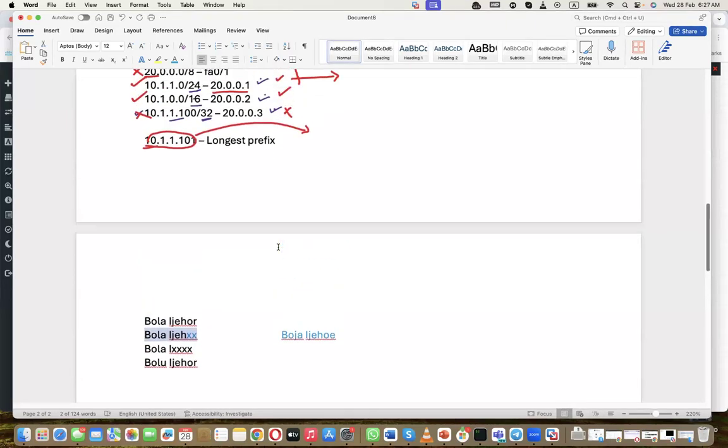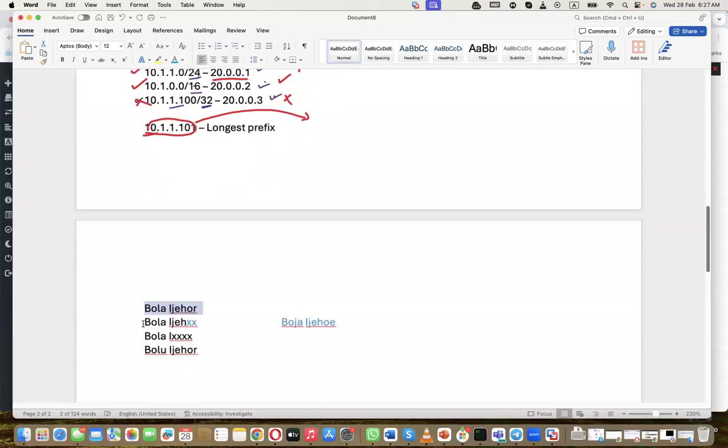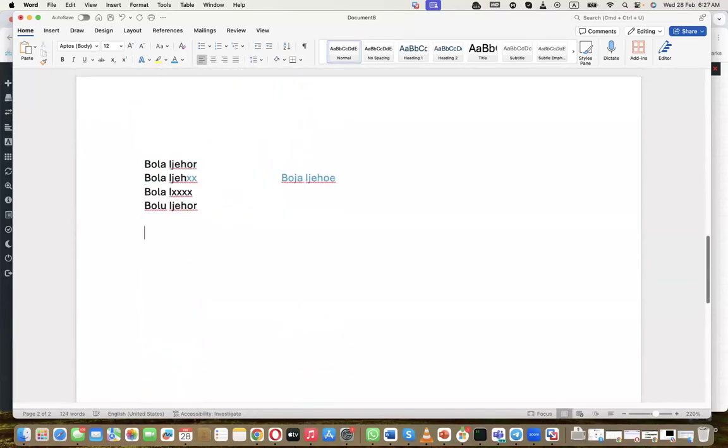So when I have slash 32, what I'm trying to say is all 32 bits of the given IP address need to be matched. So if there is a specific match, that is going to be considered first before I consider anything else. There's an exact match of the given IP address, which is equivalent to the parcel having a given name of Bola Jehar. Does it make sense? Yeah, it does. Okay. Thank you. So this is how the routing tables are going to be processed.